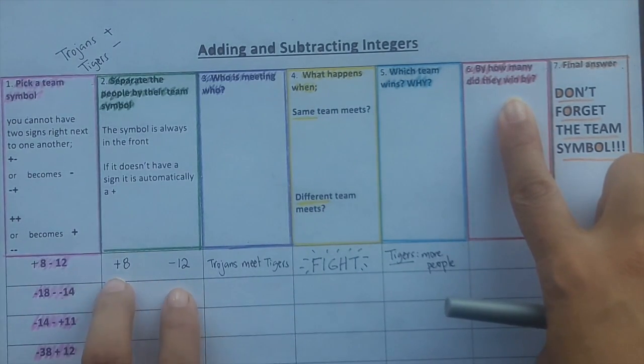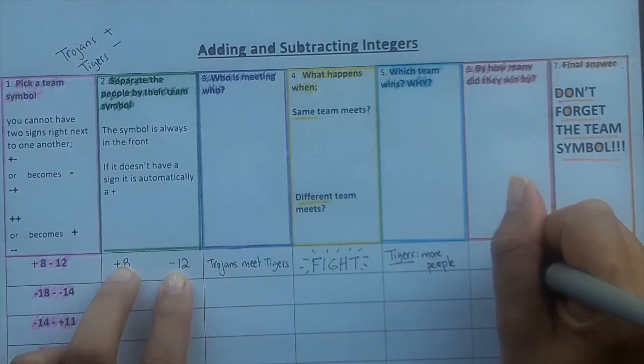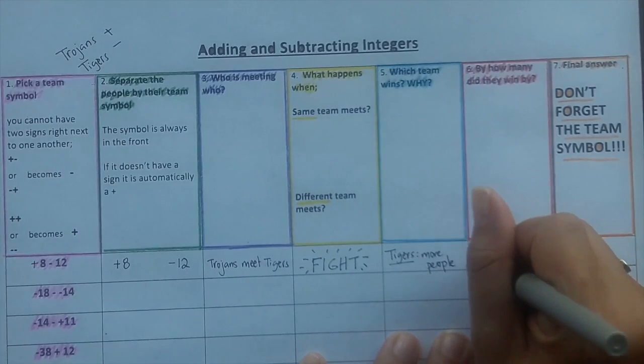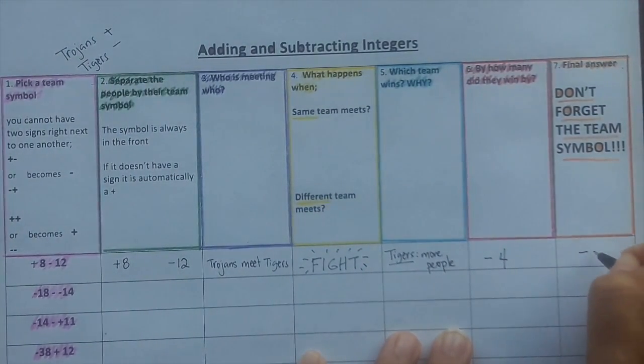Alright, how many did they win by? We know the Tigers won, but by how many? Well, they lost 8 people in the war. So how many do they have left? They have 4 people left. And then just don't forget the symbol. When you get the final answer, do not forget the symbol.